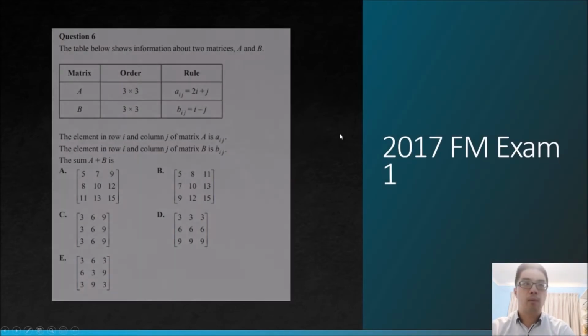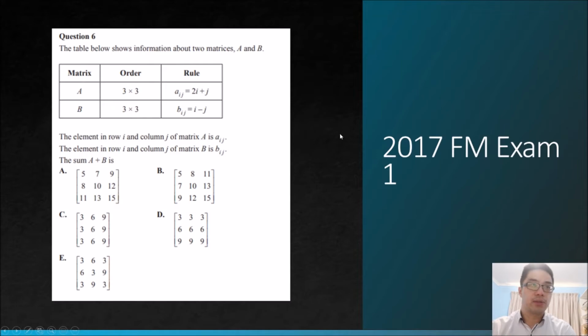2017 Further Maths Exam 1. Now this one was a bit annoying. This was the second year this type of question had come out from memory. A table shows information about two matrices, A and B, and your job is to find the sum of A and B.